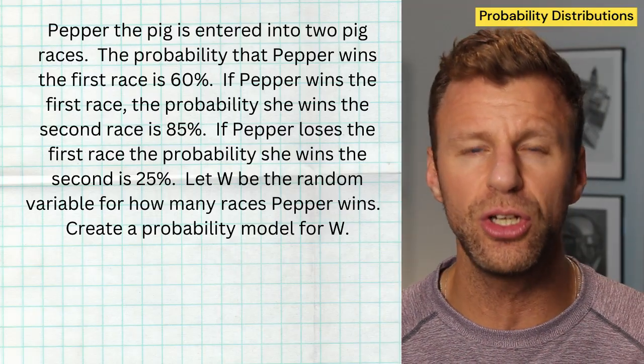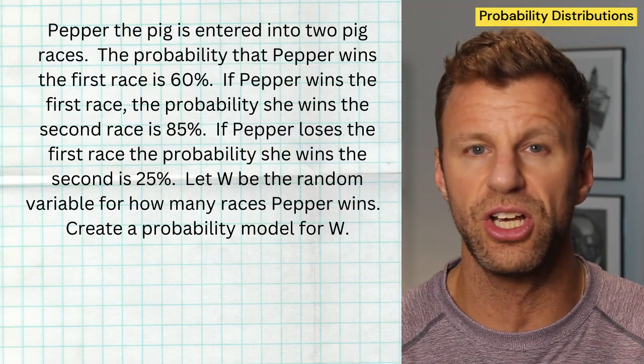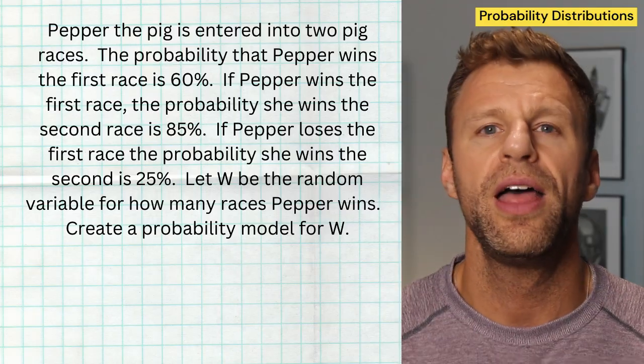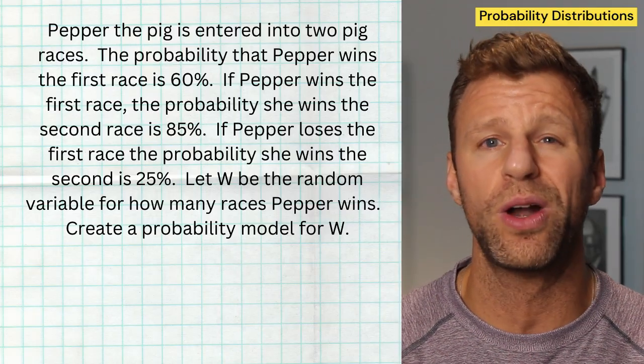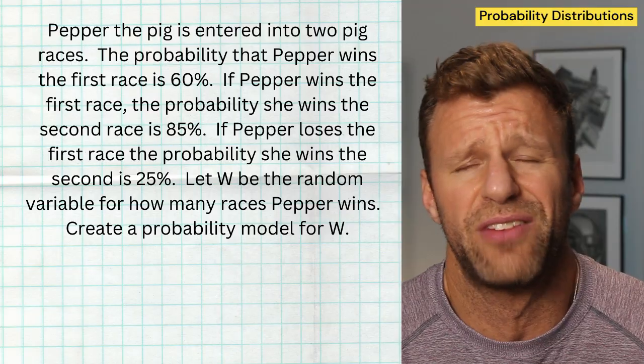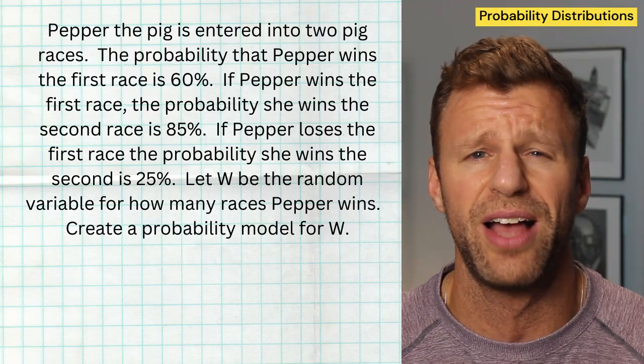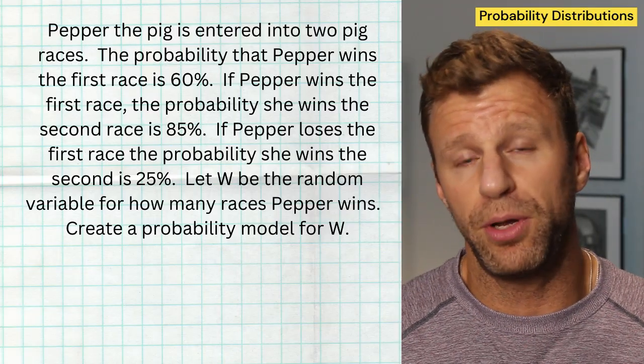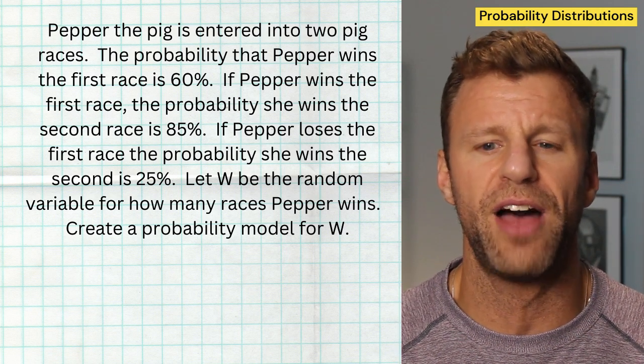However, if she loses the first race, again, conditional because she's got to lose that first race first, then the probability she wins the second race is 25%. She lost the first. She's kind of upset, so now she has a lesser chance to win that last race. And then again, the probability she loses that race would be 75%.